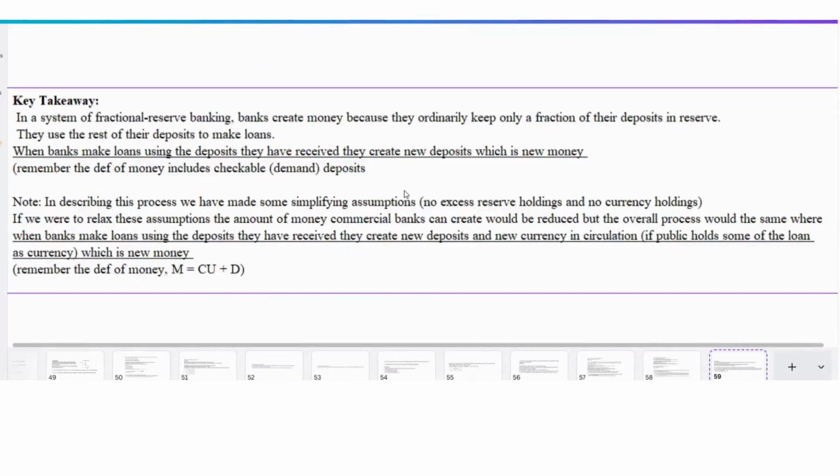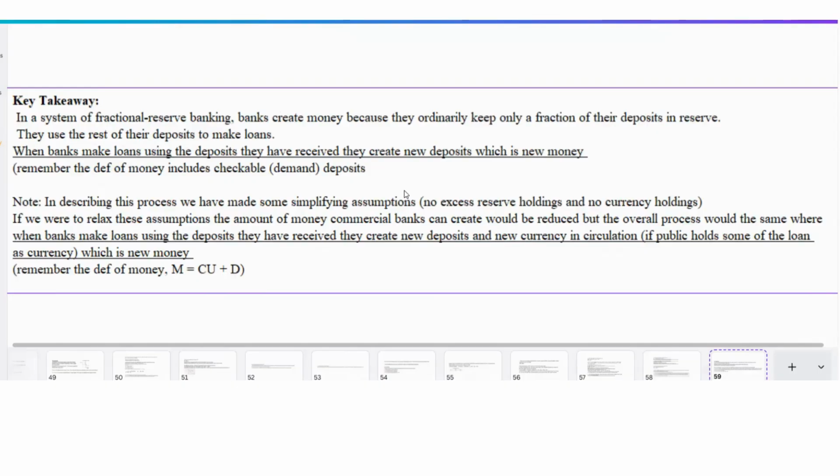The key takeaway over here is that in a system of fractional reserve banking, banks create money because they ordinarily keep only a fraction of the deposits as reserves and the rest is loaned out. When banks make loans using the deposits they receive, they create new deposits, which is new money. Because remember, the definition of money includes demand deposits.